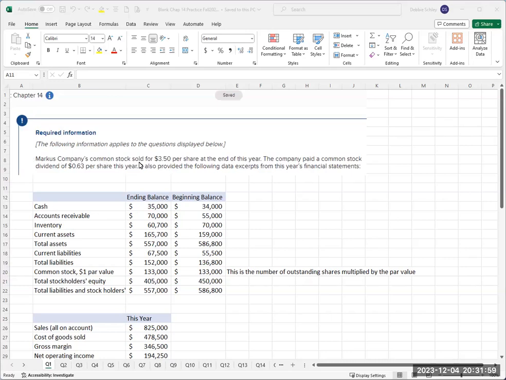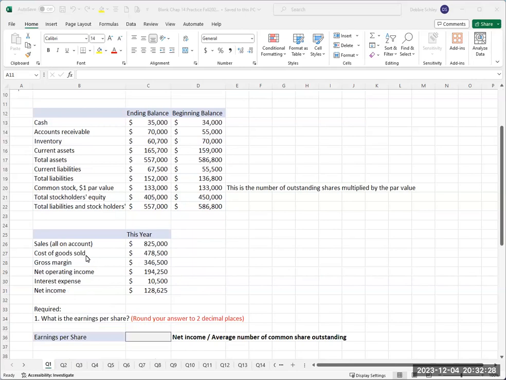Marcus Company common stock sold for $3.50 per share at the end of this year. The company paid a common stock dividend of 63 cents per share this year. Those two numbers will be important later for one of the questions, but for question 1, it's not needed yet. It has also provided the following data excerpts from the year's financial statements. So it gives me beginning and ending balances for cash on all of these things. And then here's all my sales, cost of goods sold, gross margin, net operating income, interest expense, and net income.